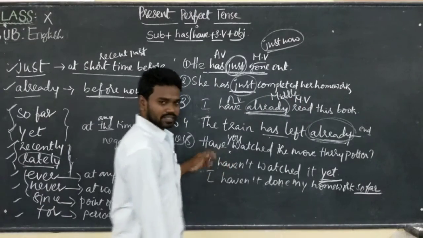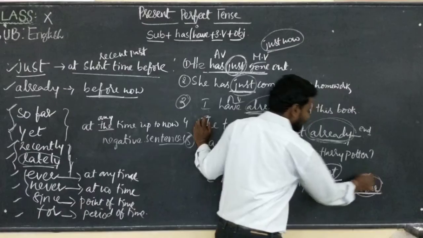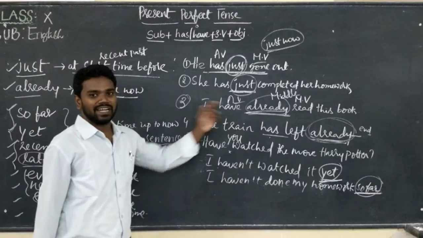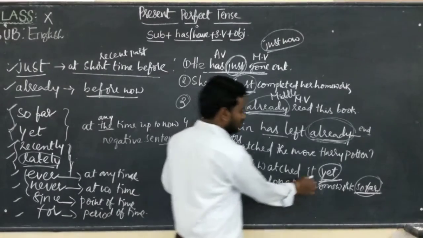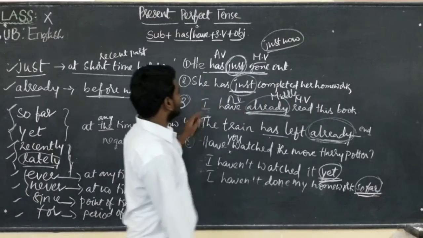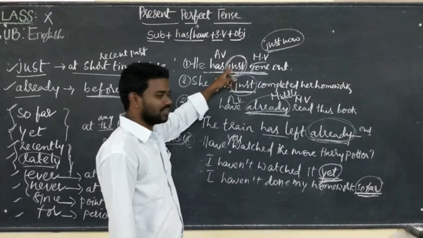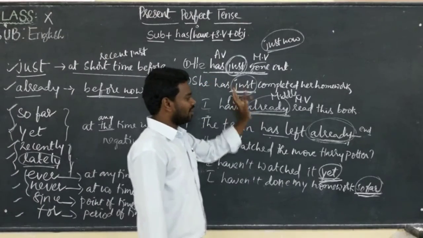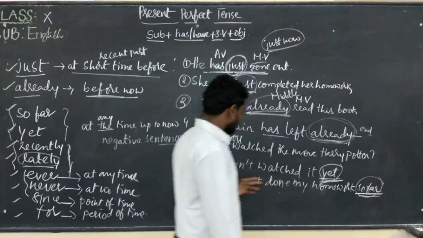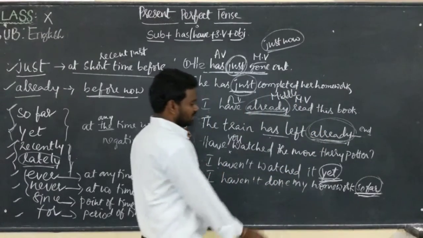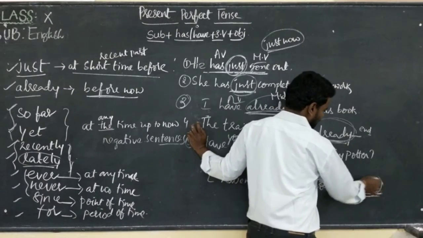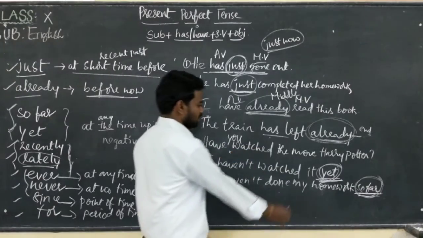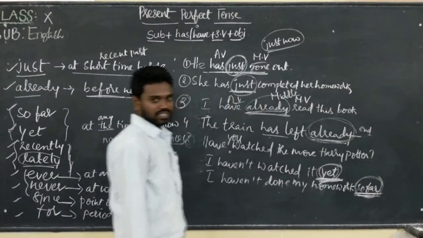Now let us see the placement of yet and so far. Where are they placed? They are placed at the end of the sentence. Now you see here, just is placed in the middle position. Always we should place it in the middle position. And already can be placed in the middle or at the end. Yet and so far, we have to place them at the end position.